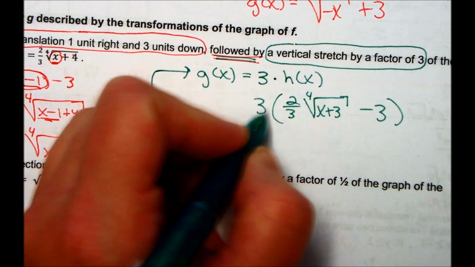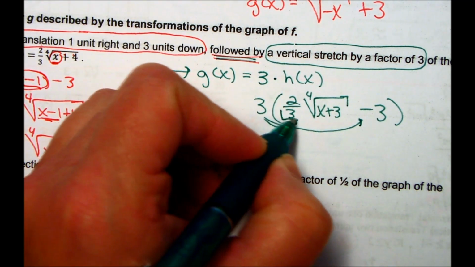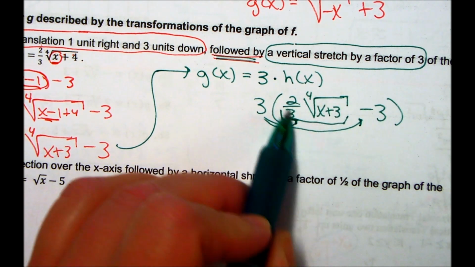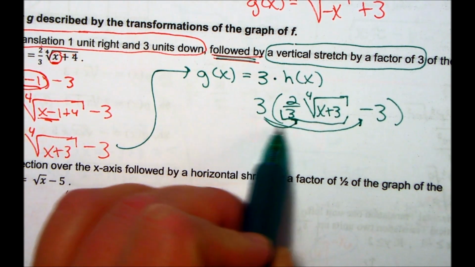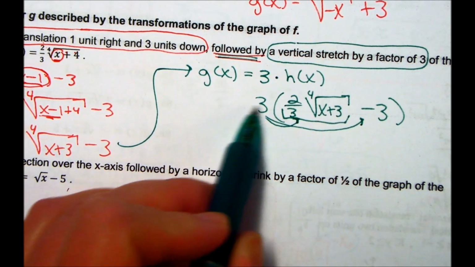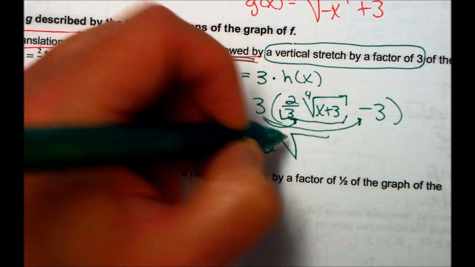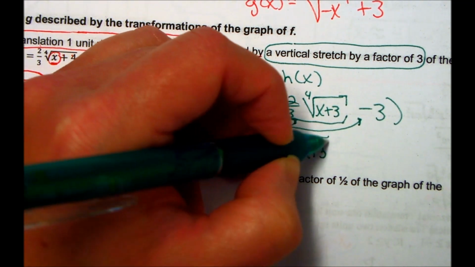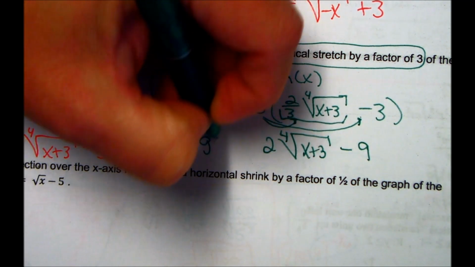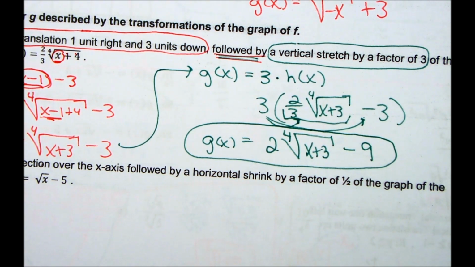Now this 3 that's out front does have to be distributed to both of these terms. Notice this whole thing is one term, because the 2/3 and the 4th root of x plus 3 are being multiplied together. So when you're distributing this 3, you're taking the 3 times this one term and the 3 times the negative 3. Well, the 3 times the 2/3 is just going to be 2 because the 3's would reduce. And then you'd have a 4th root of x plus 3. And then the 3 times the negative 3 would equal a negative 9. So that would be our final answer, g of x.